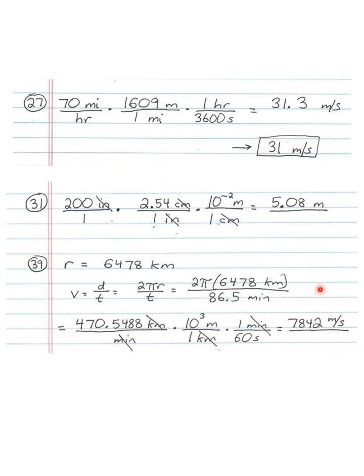But it's in kilometers per minute, so we get 470.5488 kilometers per minute. Let's get that in proper MKS units. So we want to turn those kilometers into meters and those minutes into seconds. So let's get rid of the kilometers first. 10 to the third meters over 1 kilometer. Now let's get rid of the minutes, 1 minute over 60 seconds, and we get 7842 meters per second.